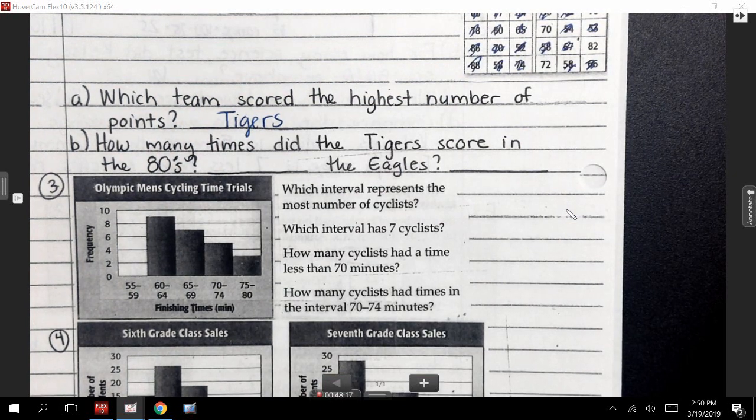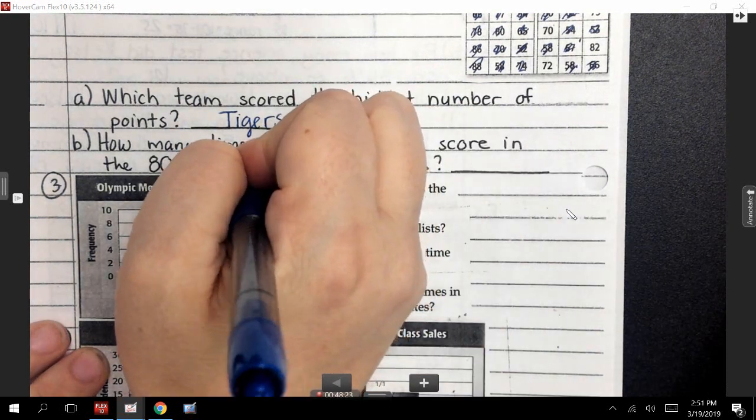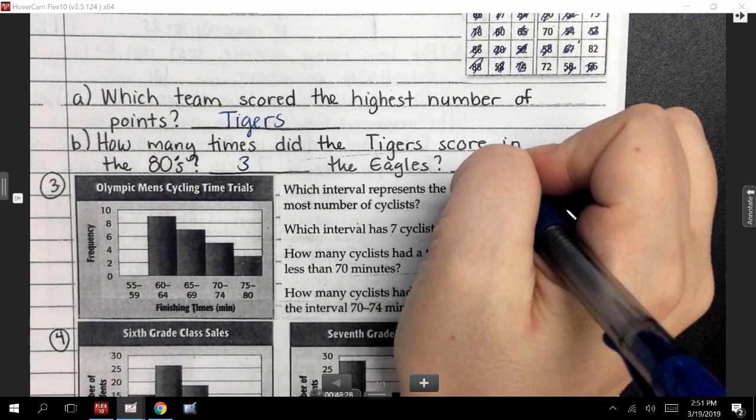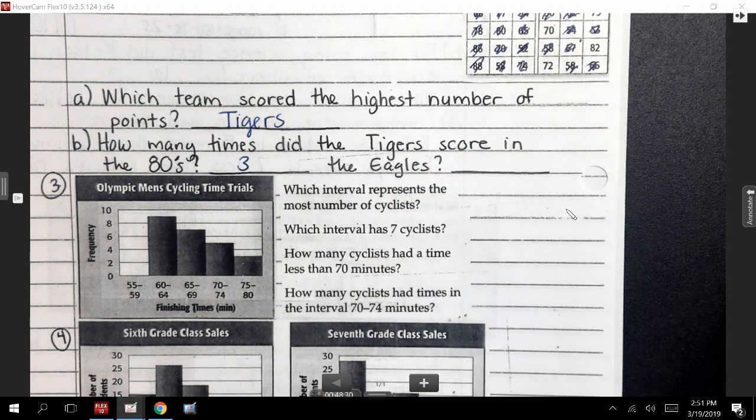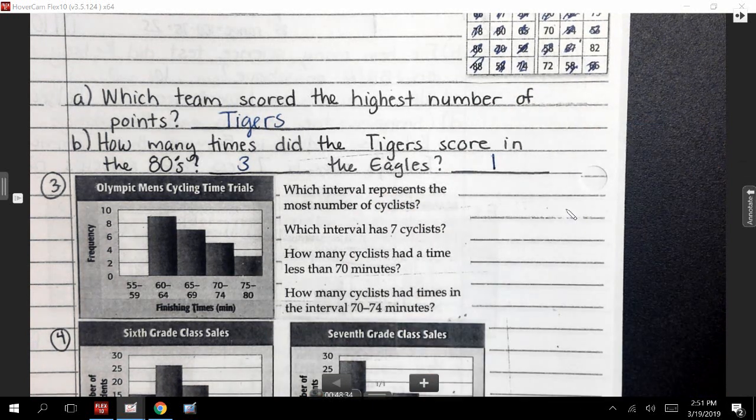How many times did the Tigers score in the 80s? So this is going to be helpful in the next ones. Evan? 3. How many times did the Eagles score in the 80s? Catherine? Once. All right. Questions about number 2.